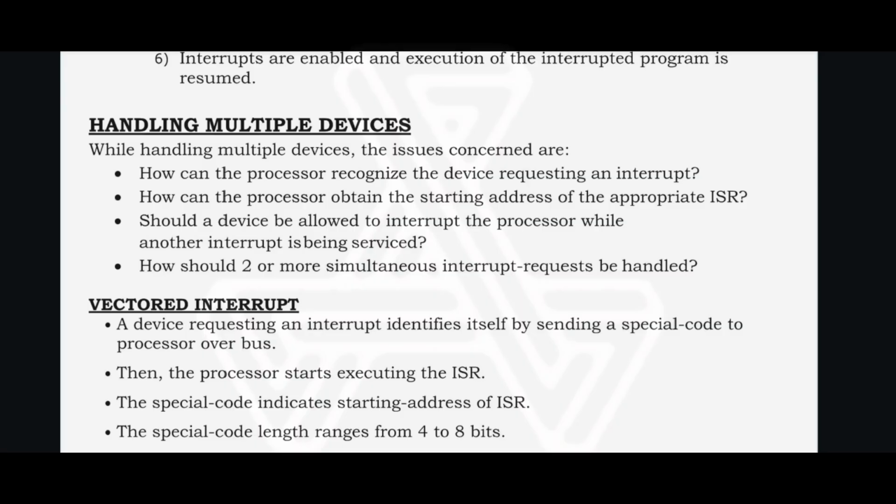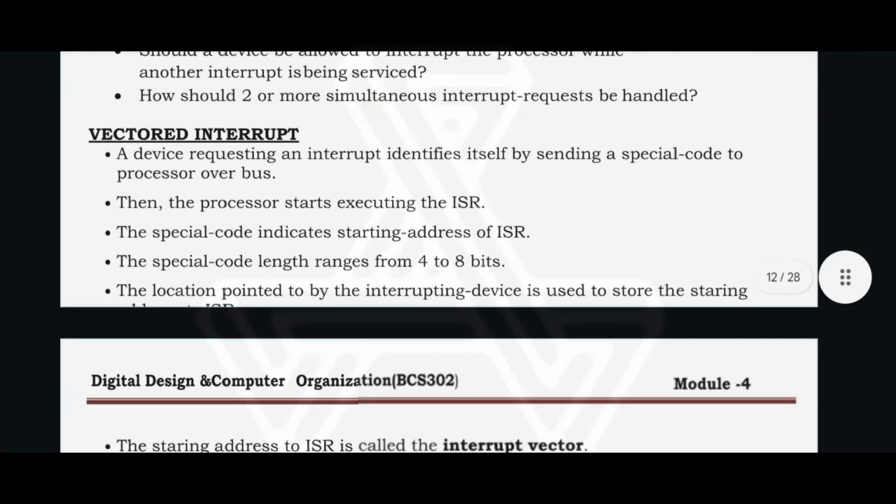Vectored interrupt. A device requesting an interrupt identifies itself by sending a special code to the processor over the bus. Then the processor starts executing the ISR. The special code indicates the starting address of the ISR. The special code length ranges from 4 to 8 bits.